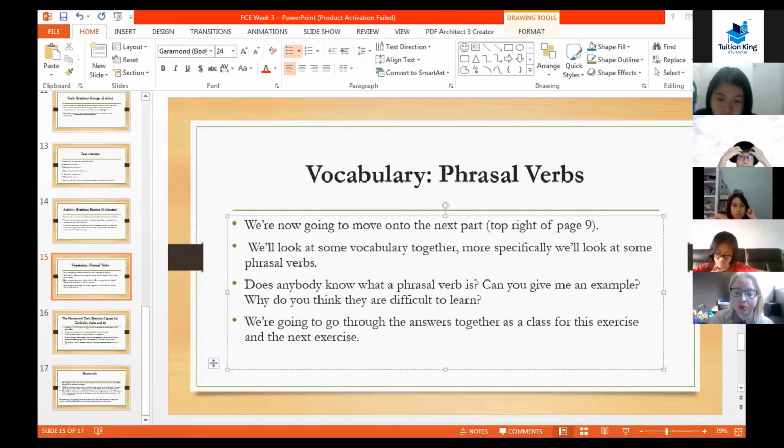For do up, does anybody know which one do up? Which meaning describes do up? Have a quick read of those, and if you think you know the answer, just unmute your microphone and shout out, because I can't see the chat while we're sharing the screen. So just unmute and shout out if you think you know the answer. So do up. Okay.